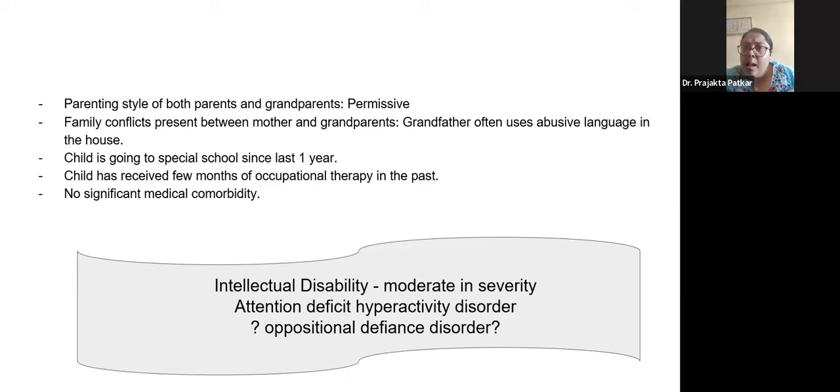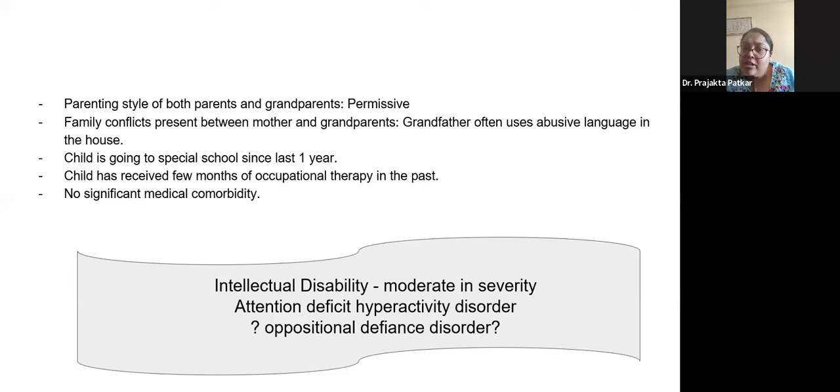Right. With this, what we are looking at from the history and from the complaints is maybe a case of intellectual disability. And if we look at the diagnostic criteria of DSM, it fits more into moderate severity. Of course, DSM says that the severity is based on adaptive functioning, and not on IQ scores.